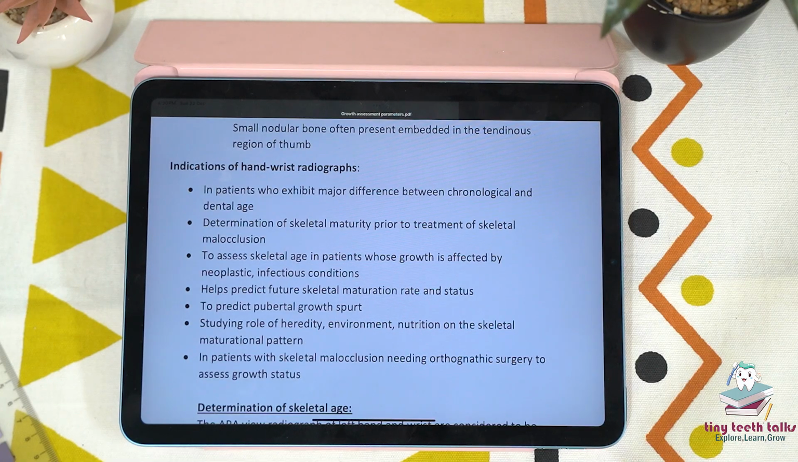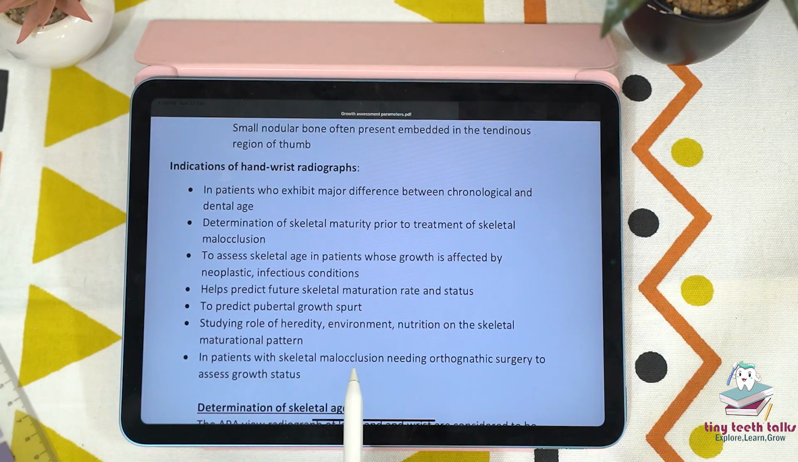To predict pubertal growth spurt. The pubertal growth spurt is a critical period of rapid growth. Hand wrist radiograph can help predict when this spurt will occur, aiding in the timing of growth related treatment. Studying the role of heredity, environment and nutrition on the skeletal maturational pattern. These radiographs provide insights into how genetic factors, environmental influences, and nutritional status affect a child's skeletal maturation pattern.